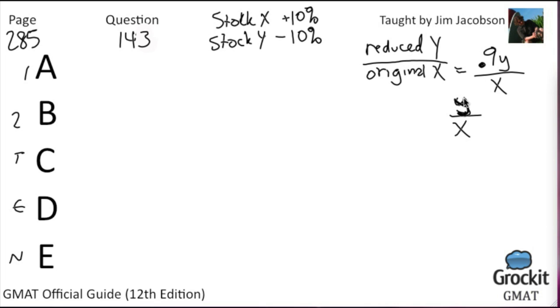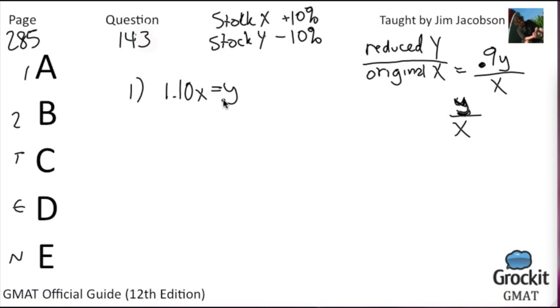Maybe that's easier. Okay, let's see what we get. Statement 1: the increased price per share of stock X was equal to the original price per share of stock Y. So the increased price of stock X is the one that went up 10%.